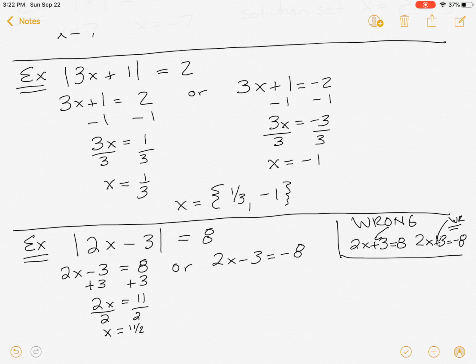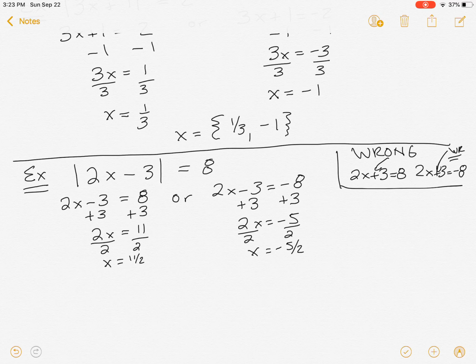I'm going to add 3 to both sides, and I get 2x is equal to negative 5. Divide both sides by 2, and you get x is equal to negative 5 halves. So my solution set is x equals 11 halves and negative 5 halves.